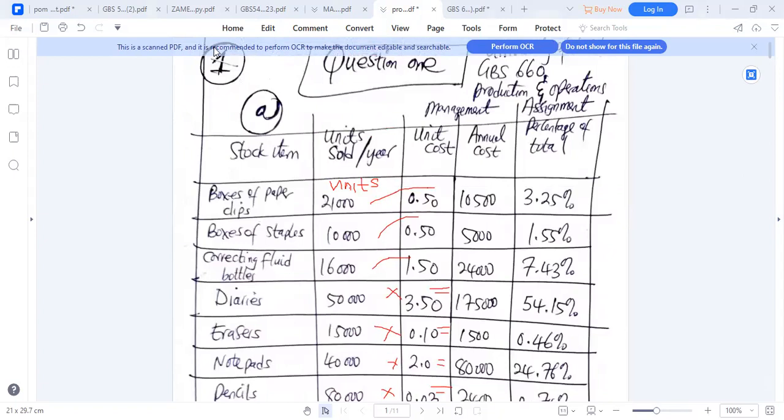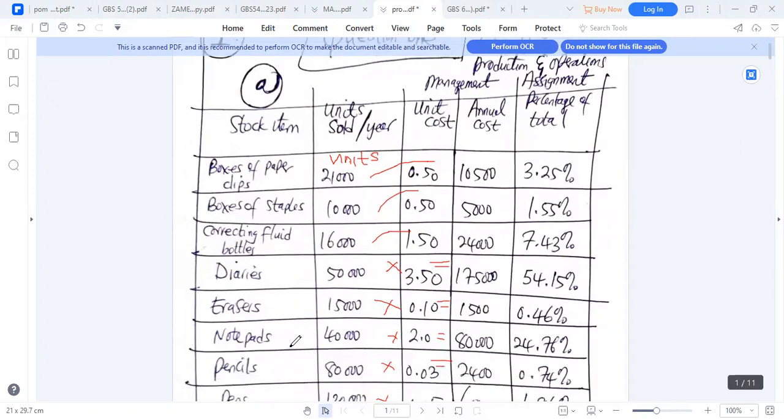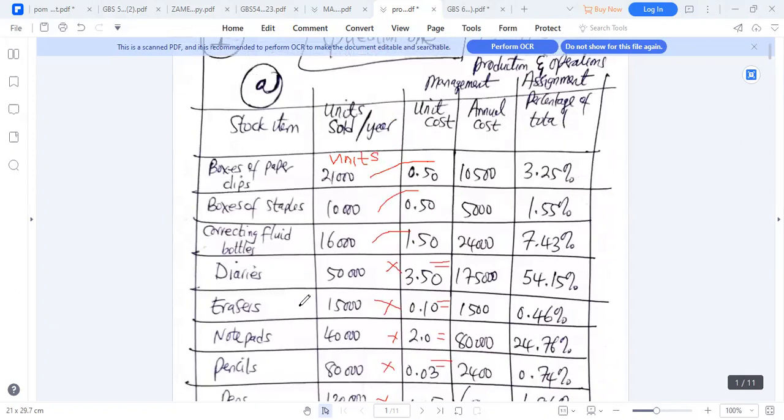So as we are looking at the classification, the box of paper clips, the staples, the correcting fluid bottles, the diaries, the erasers, the notepads, the pencils, the pens, the rulers, the staplers. These are some of the items that we actually consider in almost every organization in terms of inventory management. As you're trying to manage the inventory, we're looking at the classification of inventory. So we have those costs.